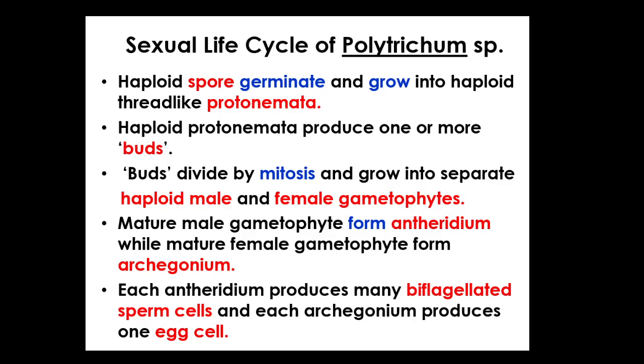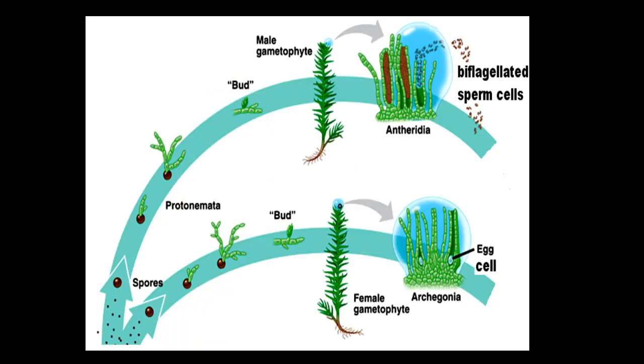So Polytrichum species have haploid spores that will germinate and grow into haploid thread-like protonemata. Those haploid protonemata will produce one or more buds. Those buds will divide by mitosis and grow into separate haploid male and female gametophytes. Then those mature male gametophytes will form an antheridium, while mature female gametophytes will form archegonium. Each antheridium will produce many biflagellated sperm cells, and each archegonium produces one egg cell.